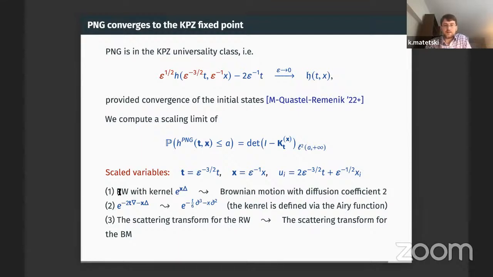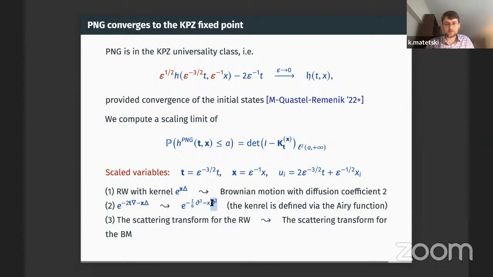So what I was saying is that the random walk in the limit is replaced by a Brownian motion with diffusivity 2. And the discrete semigroups generated by discrete Nabla and discrete Laplacian get replaced by respective semigroups generated by continuous differential operators. It is not completely obvious why, but for example, this operator gets replaced by the operator generated by the second and third derivatives.